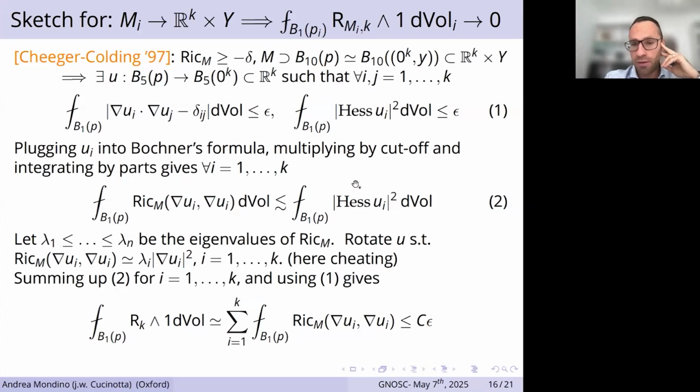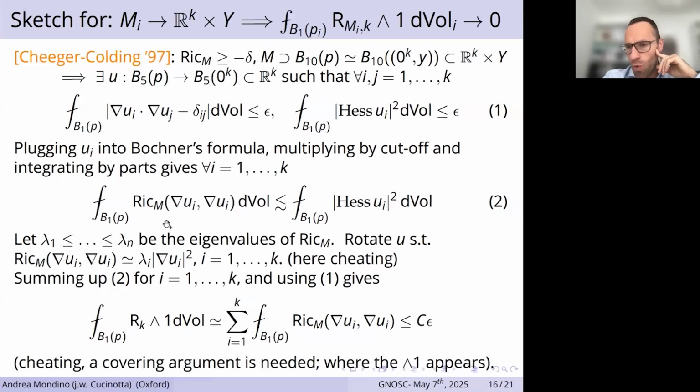And this is bounded by what? It is bounded by the sum from 1 to k of the Hessian of u_i, which was small. Okay? So this is going to be small. So this is giving that the integral of R_k, the sum of the smallest eigenvalues of the Ricci, is small. And this is what we wanted to show. We want to show that this goes to 0 if we converge to a splitting of R^k.